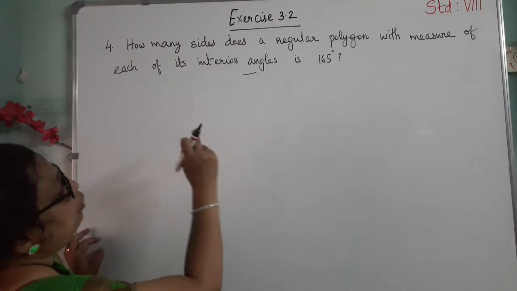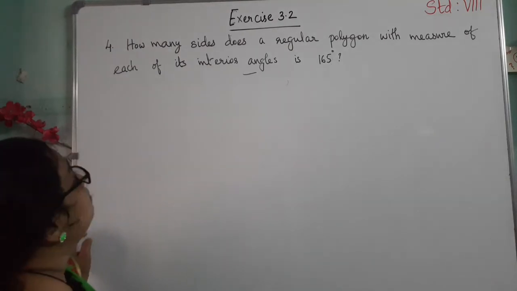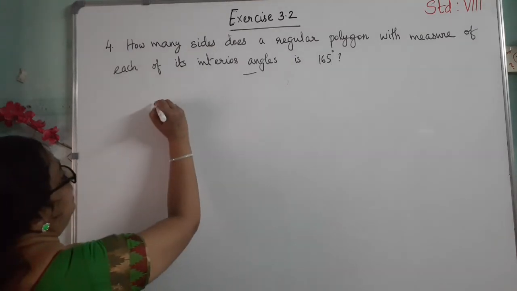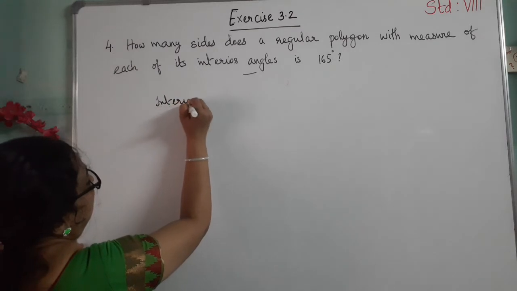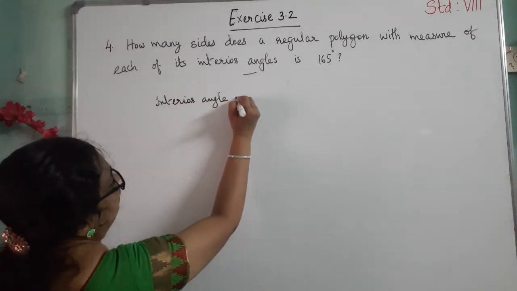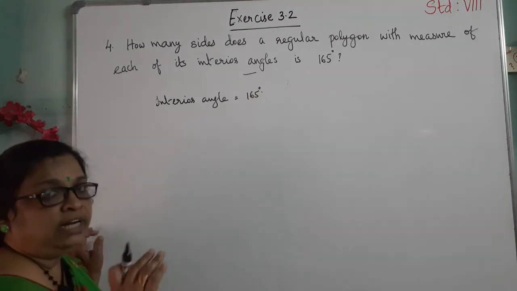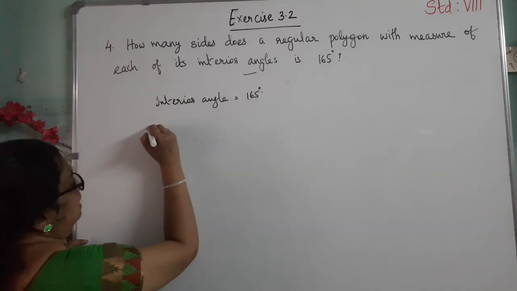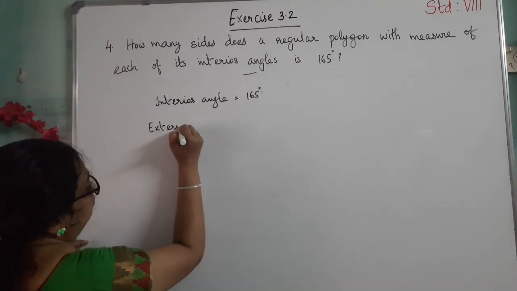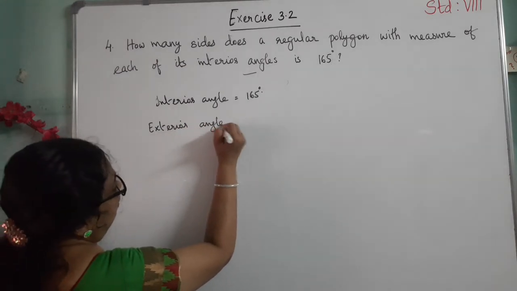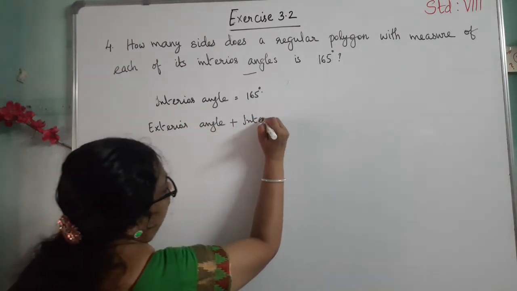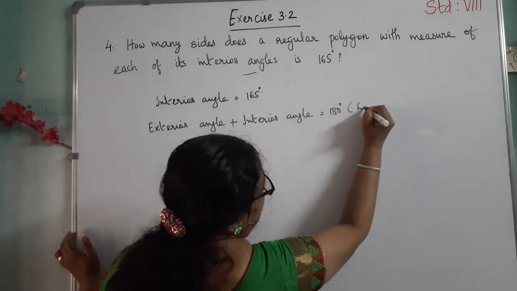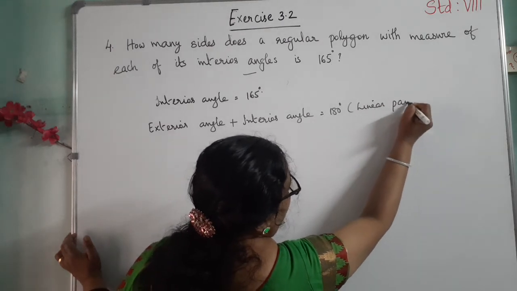Fourth question: how many sides does a regular polygon have if the measure of each of its interior angles is 165 degrees? So the interior angle is given as 165 degrees. In a polygon, the exterior angle and the interior angle together form a linear pair. Exterior angle plus interior angle is equal to 180 degrees. That is, they form a linear pair.